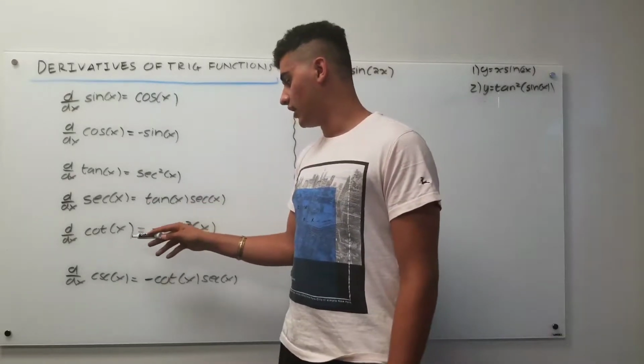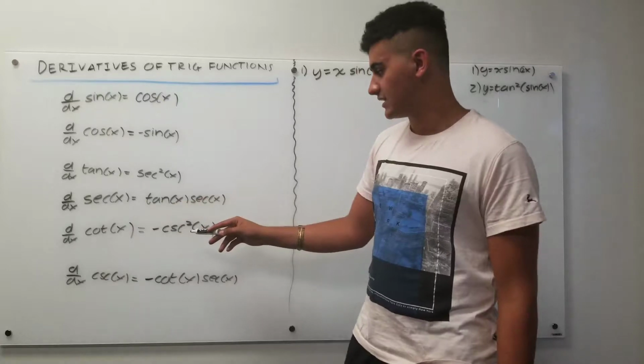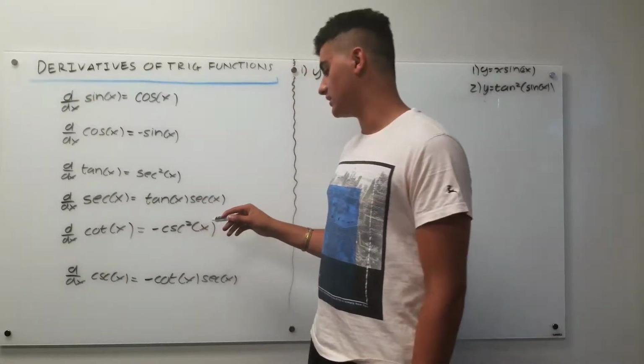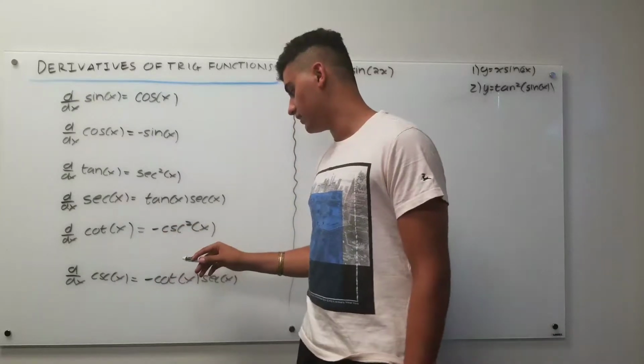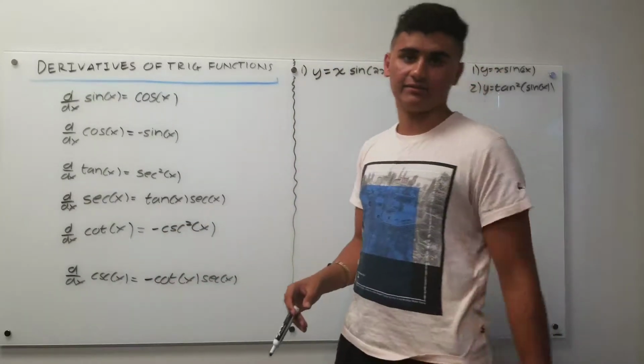The derivative of cotangent x is equal to negative cosecant squared of x. And the derivative of cosecant x is equal to negative cot x times secant x.